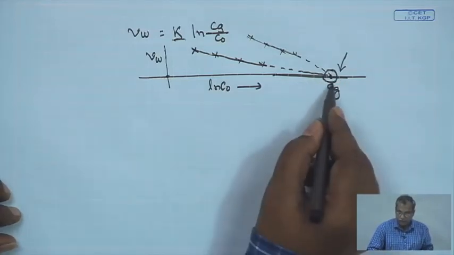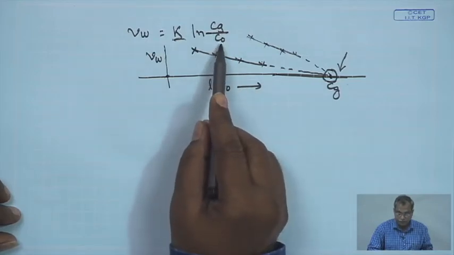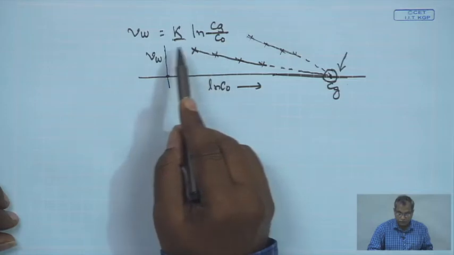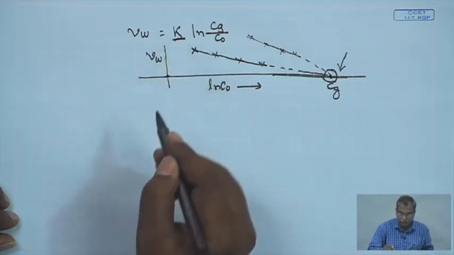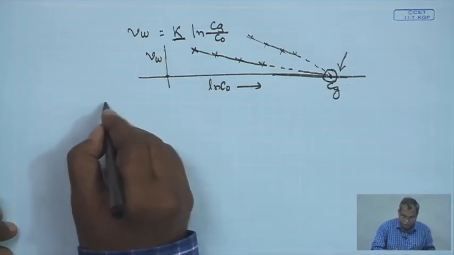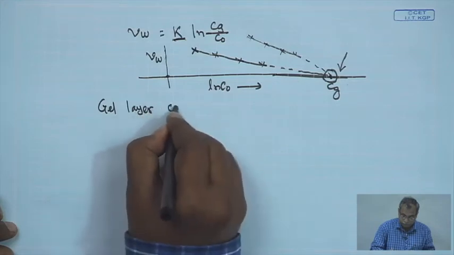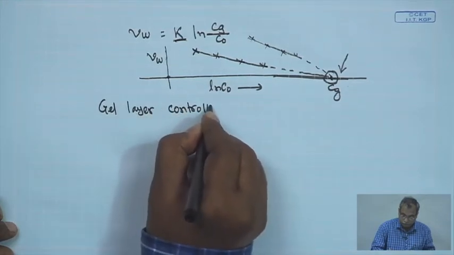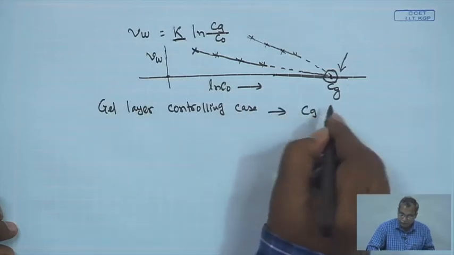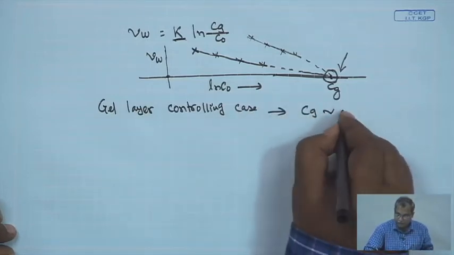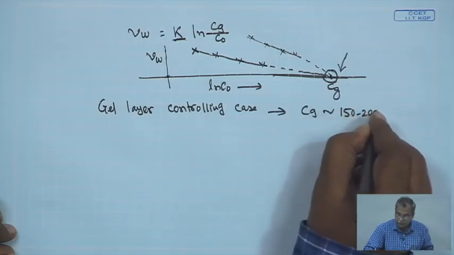So, once you estimate the gel layer concentration parameter, then for a known value of C naught, you will be getting the value of permeate flux, by estimating the mass transfer coefficient. But remember, in case of gel layer controlling filtration, C g must be very high, and sometimes C g is as high as 150 times to 200 times of C naught.